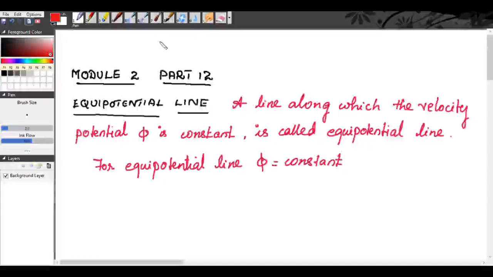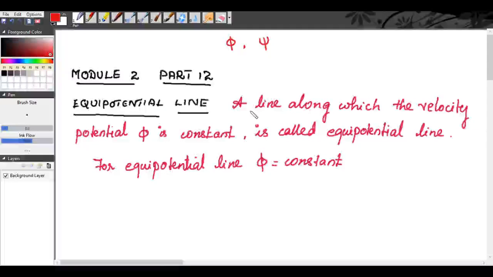Hello everybody once again. So last class we saw what is velocity potential function and stream function. Velocity potential function was represented by phi and stream function was represented by psi, and we saw the properties of velocity potential function and stream function. Now we will move on to the next concept, that is called equipotential line.